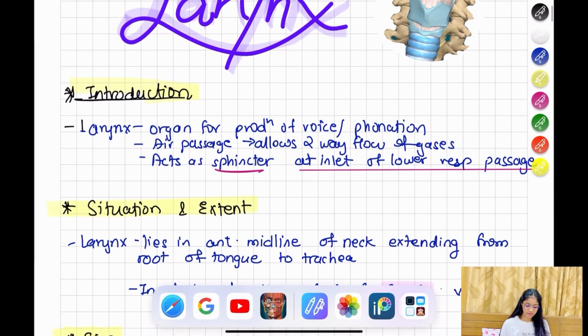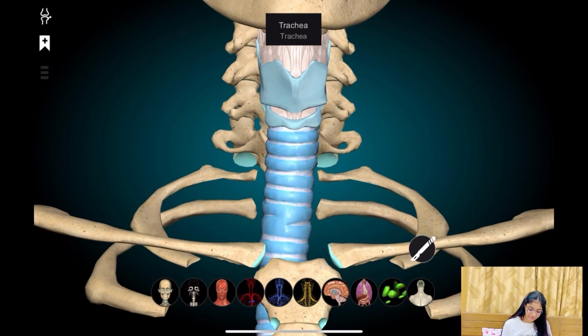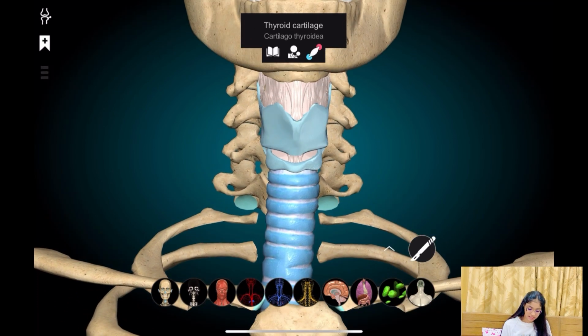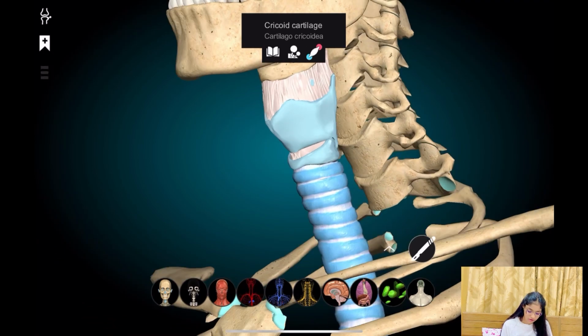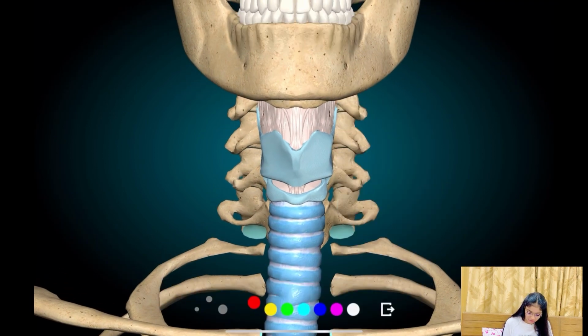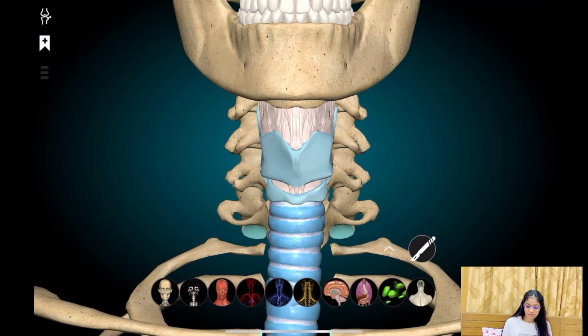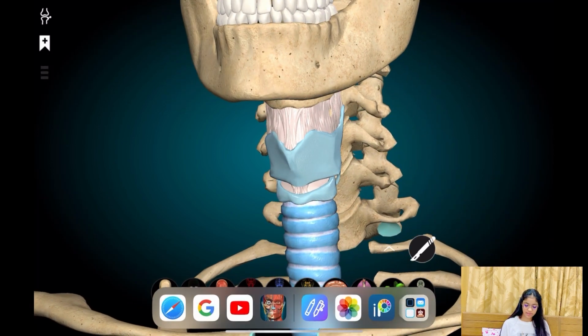Let me show you it in a 3D model. So, this is the larynx, this is trachea, this is thyroid cartilage, this is cricoid cartilage. This all we will see in the video. Basically, from here till here is larynx. It's the part of the respiratory passage which allows two-way flow of gas, that is while inspiring and while expiration, and it's the organ for production of voice.